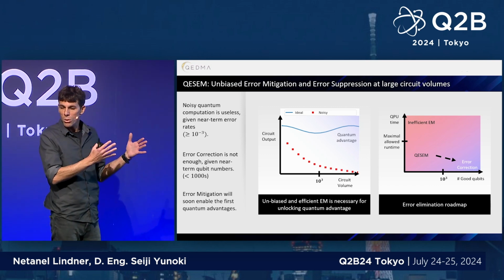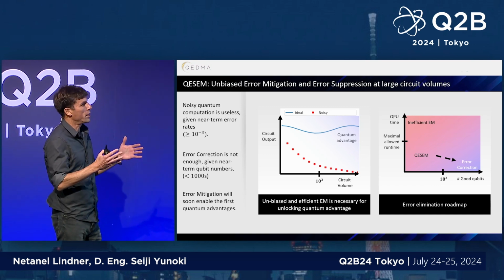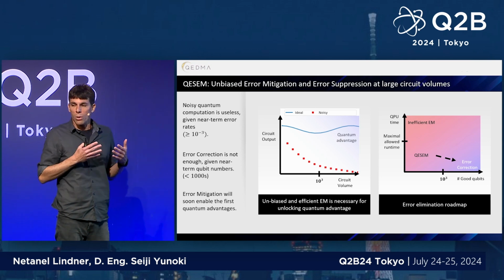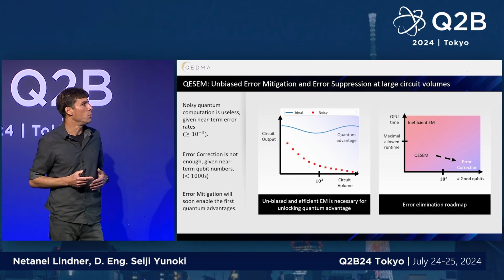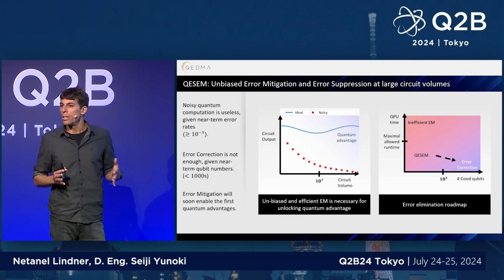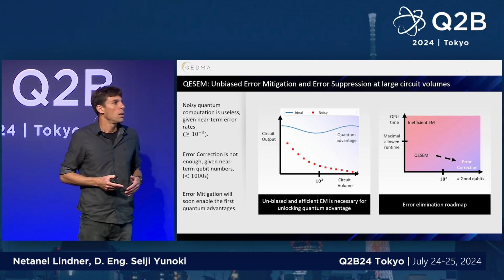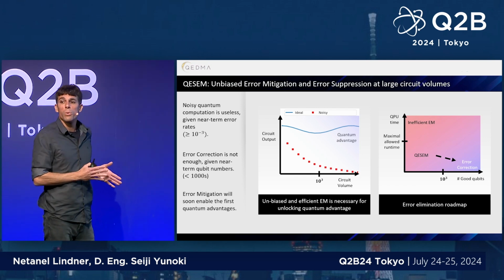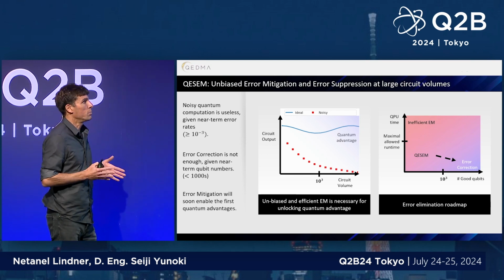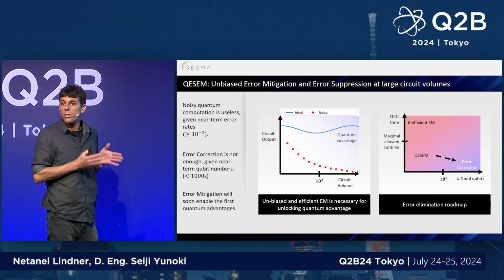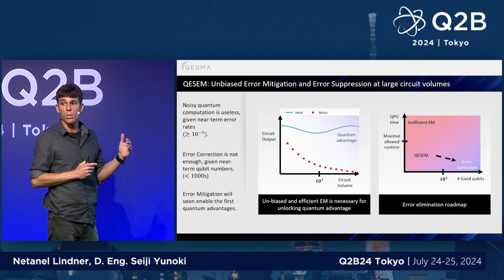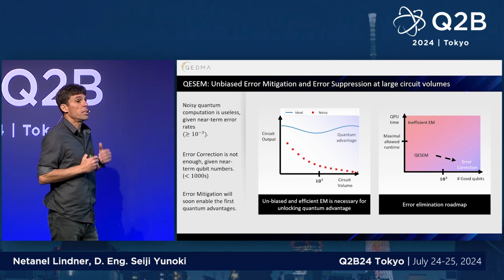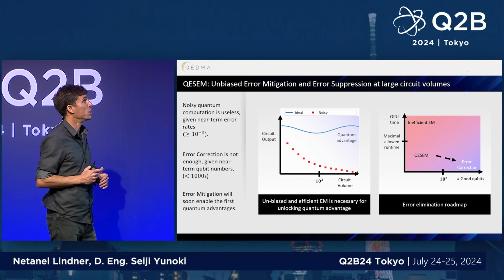Maybe the most well-known way is error correction. We also know that error correction requires a huge amount of high-fidelity qubits, which are not currently available on near-term devices. At Qedma, we're focusing on a different way to eliminate errors, and this is error mitigation. Error mitigation does not use any extra qubits. It does use, however, extra QPU time, and therefore is very important to make it as efficient as possible.